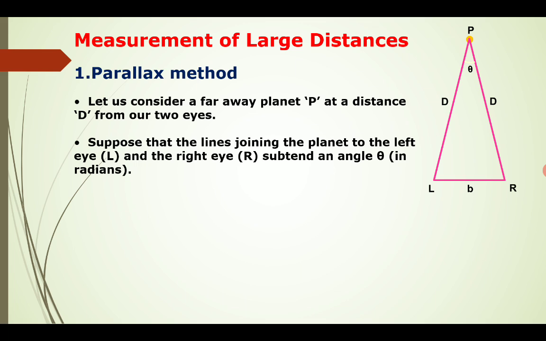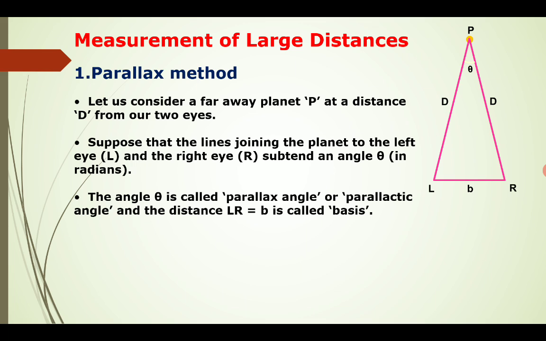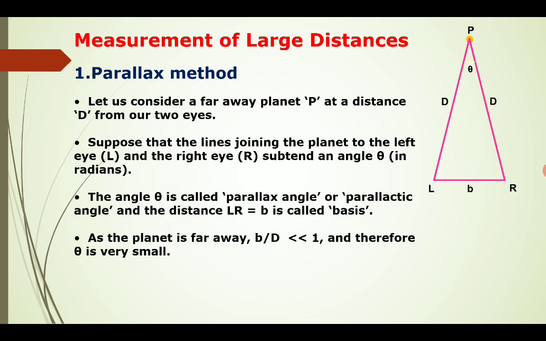So theta is in radians, that is the SI unit for the angle theta. D is in meters, b is in meters. So here this theta is called the parallax angle or parallactic angle, and the distance between L and R, that is LR distance, is b, and this is called the basis. Now as we know that the planet is far away, we can ignore this, so b by D is very much less than 1, that is nearly equal to 0.